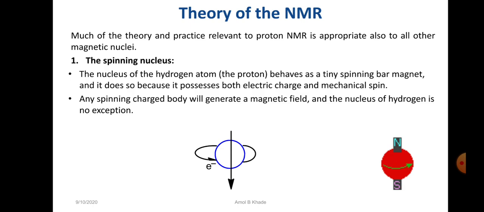and the nucleus of hydrogen is not an exception. In this figure we can see the blue circle is the nucleus of the proton, and this nucleus has charge on its surface and a certain spin moment, which is indicated with this arrow, and it is spinning around this vertical axis, indicated with this downward arrow. Any body which has charge and some movement will generate its own magnetic field, and this field is called the induced magnetic field.